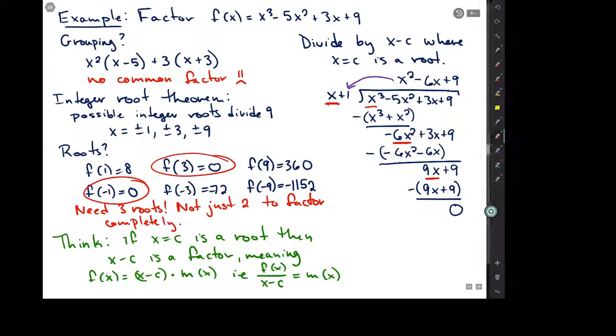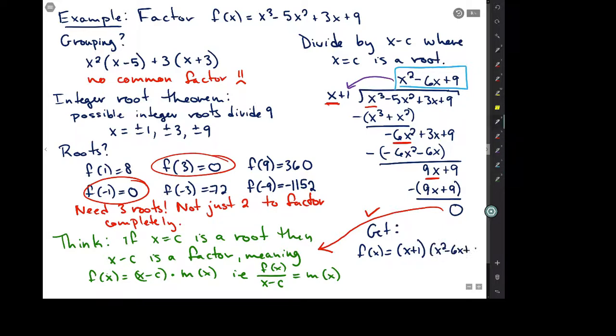And remember, this is what we wanted because we're dividing by a linear factor that we got from a root. So we have to have a remainder of 0 because this one is supposed to divide nicely. So what I get is that f of x is x plus 1 times this quotient up here, x squared minus 6x plus 9.